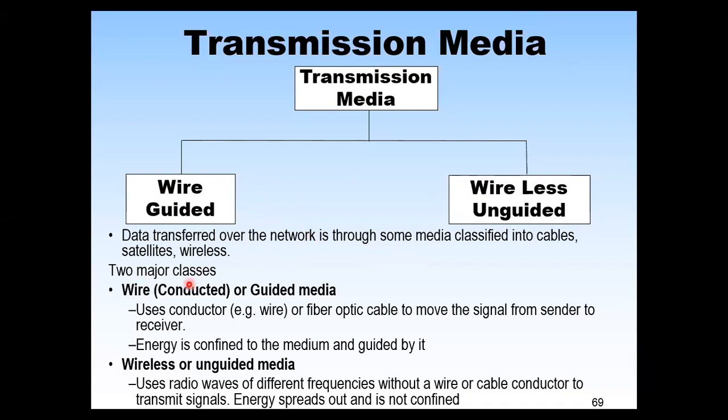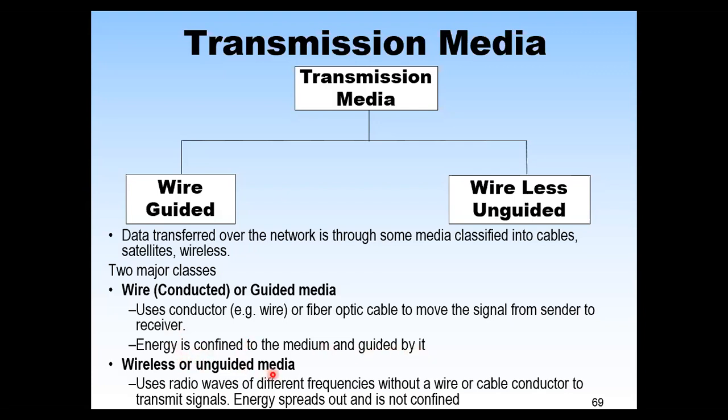Two major classes: wire conducted or guided media uses a conductor, e.g., wires or fiber optic cable, to move the signal from the sender to the receiver. It is a dedicated link from the source to the destination. Energy is confined to the medium and guided by it.